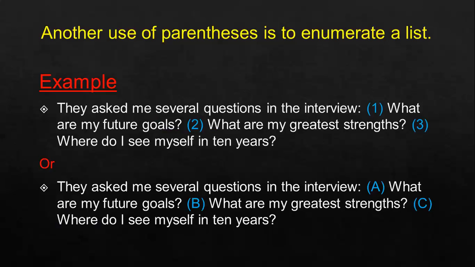Rule number 3, another use of parentheses is to enumerate a list, putting numbers or even letters. They asked me several questions in the interview: (1) What are my future goals? (2) What are my greatest strengths? (3) Where do I see myself in 10 years? We can replace 1, 2, and 3 with A, B, and C.